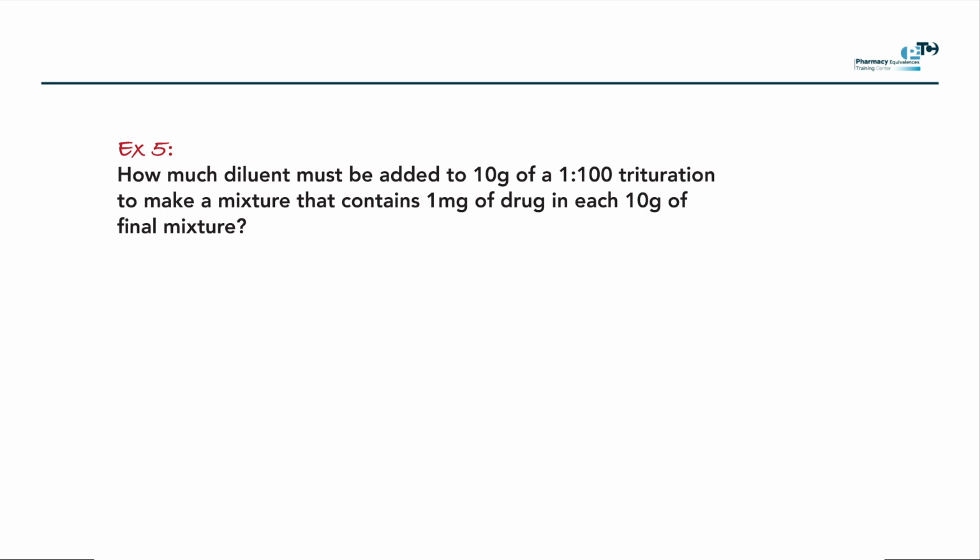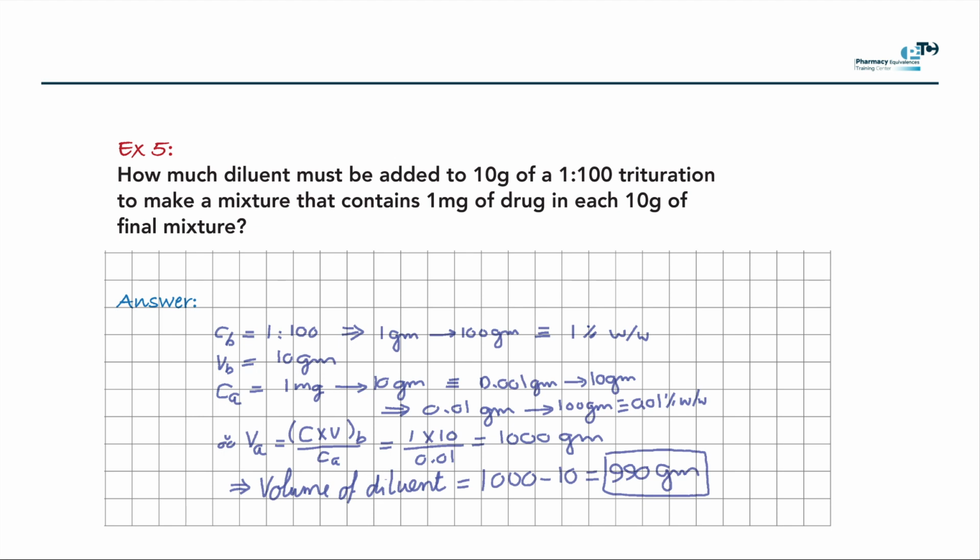How much diluent must be added to 10 grams of 1 to 100 trituration? So the concentration before will be 1 to 100 trituration. We must know the meaning of this. 1 to 100 means 1 gram to 100 grams, or that means 1% weight per weight. And the volume before would be 10 grams.